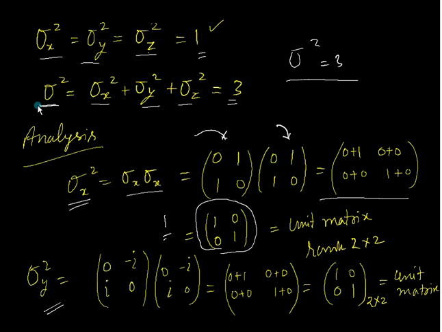Sigma square is equal to the sum of these components: sigma x square plus sigma y square plus sigma z square, and this is equal to 3 because each of them is 1. From the above relation you can see that sigma square is equal to 3. Now we will analyze this result. Here you can see sigma x square written in terms of the matrices. Sigma x times sigma x is equal to the unit matrix 1, 0, 0, 1. Similarly you can find sigma y square and sigma z square.